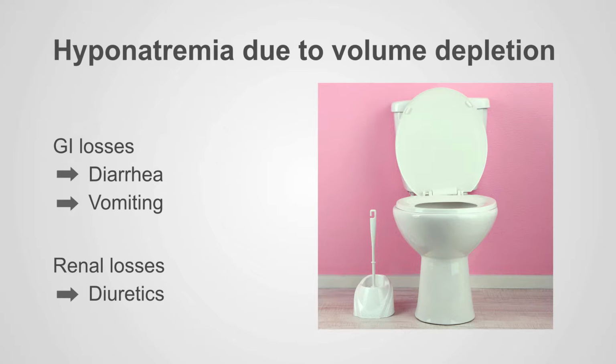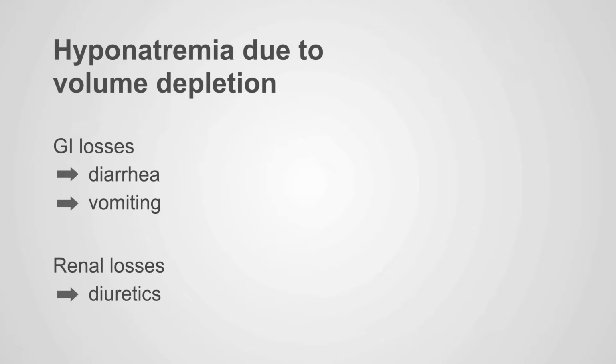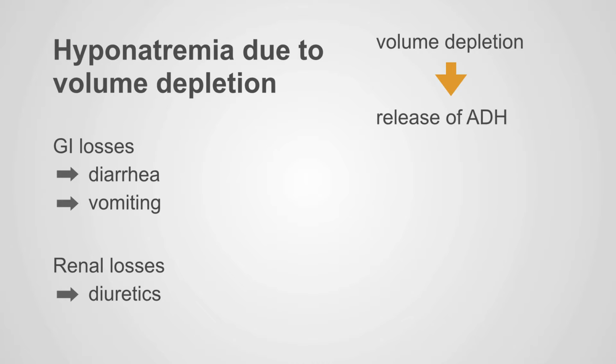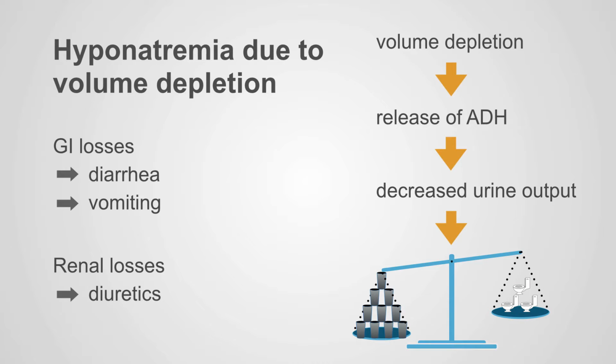This volume depletion can be due to GI losses like diarrhea or vomiting, or renal losses like diuretics. The mechanism of action here is you get volume depletion, which leads to release of ADH, which decreases the urine output, leading to an imbalance with more water intake than water excretion.